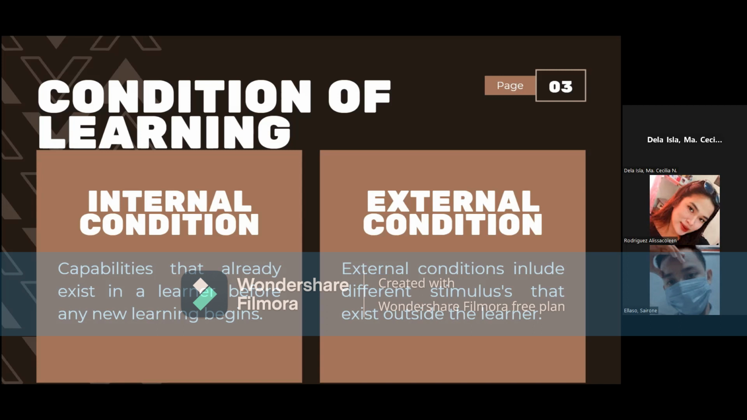The other condition is the external condition, which includes different stimuli that exist outside the learners. These are the environmental or external factors that facilitate learning. The external conditions of learning include the design and organization of instructional materials, like the methods used to present information, also the feedback and reinforcement provided to a learner. Here, Gagne believed that instructional materials should be well designed and organized, and that information should be presented in a clear and structured manner.